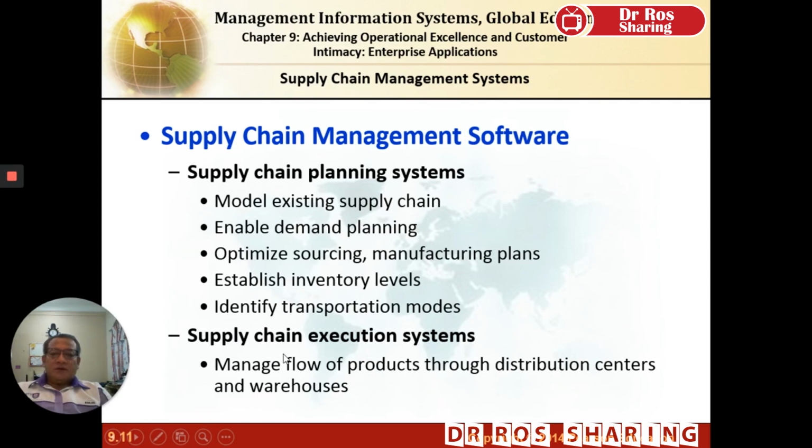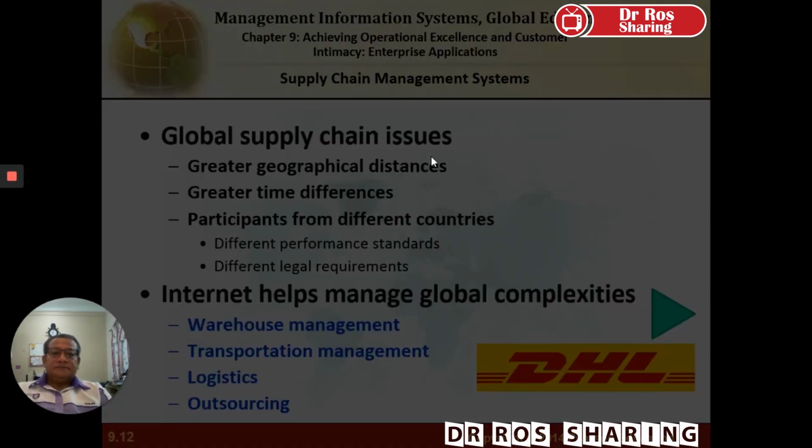So in this way, the overall flow of product from the supplier to the receiver, like the manufacturer, and also the shipment to the customer, can all be handled by SCM software, supply chain management software.